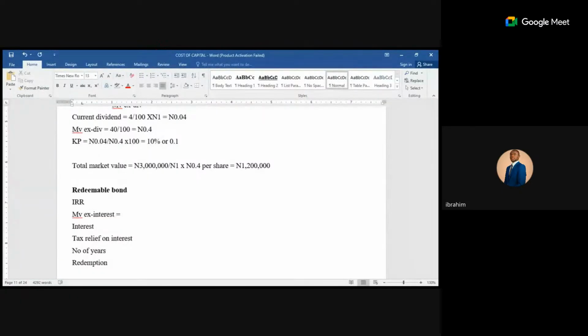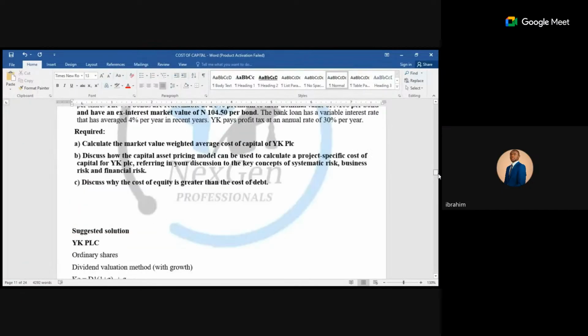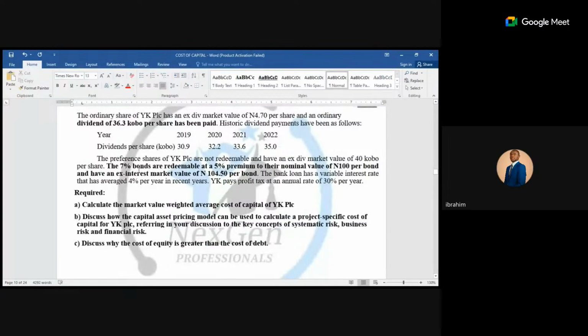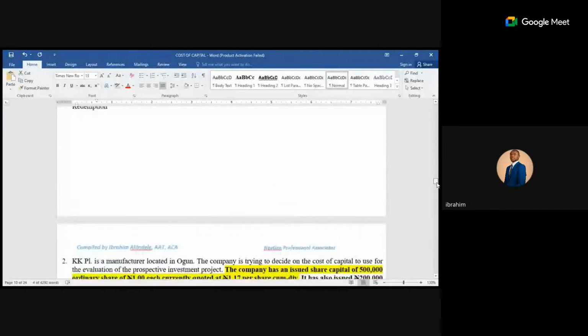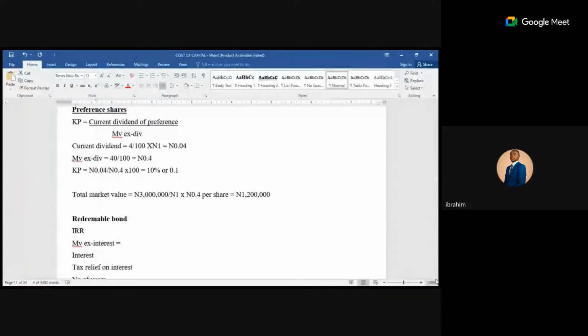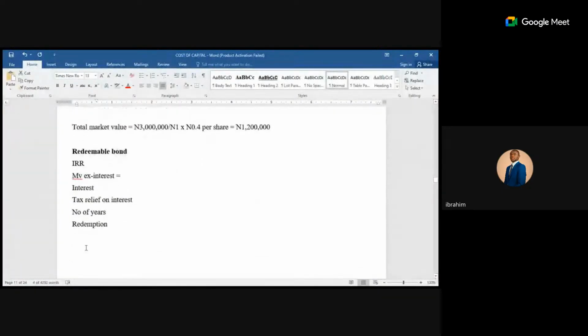Thank you. So the market value of the redeemable bond, the market value ex interest, is 104.50 per bond. Can you see it? 104.50 per bond. There is premium.